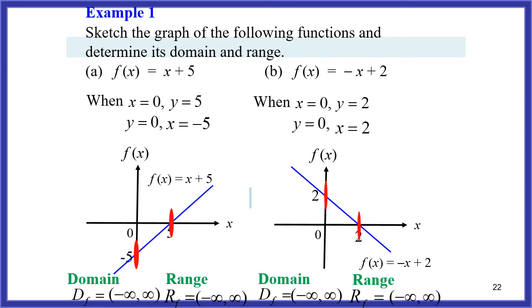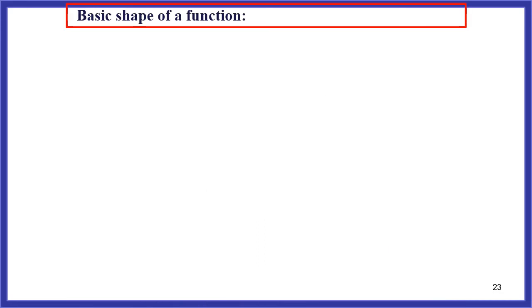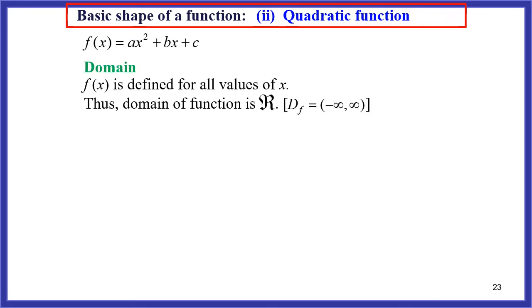Okay, it's really simple for linear. The next one is the quadratic function. This is the basic general equation of a quadratic function. For a function, we have f as the subject, so f(x) is equal to ax squared plus bx plus c. What is the domain? The domain for a quadratic function is defined for all values of x. Thus, the domain is the real numbers, which means it starts from negative infinity up to infinity.